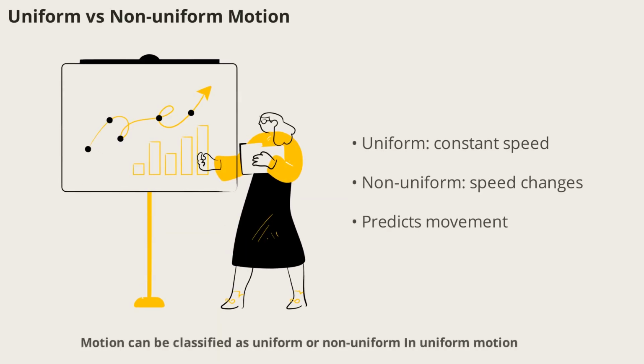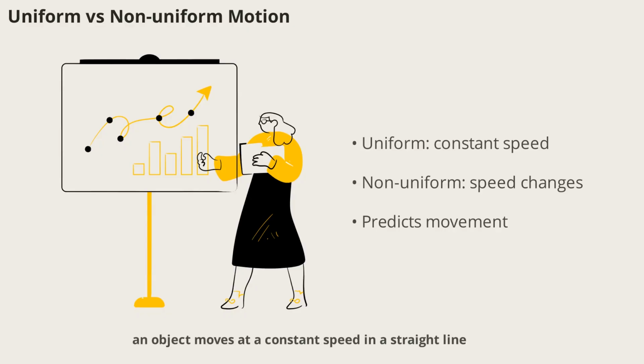Motion can be classified as uniform or non-uniform. In uniform motion, an object moves at a constant speed in a straight line, covering equal distances in equal intervals of time. Non-uniform motion means the speed or direction changes, so the object covers unequal distances in equal time intervals. For example, a car cruising steadily on a highway shows uniform motion, while a car in city traffic with frequent stops and turns shows non-uniform motion. Recognizing the type of motion helps us predict and analyze movement.